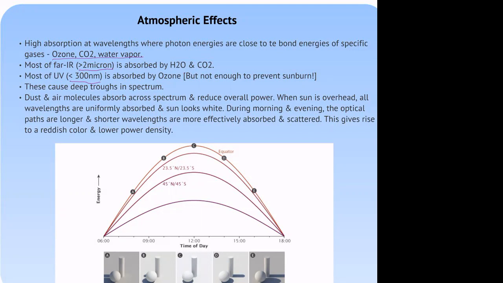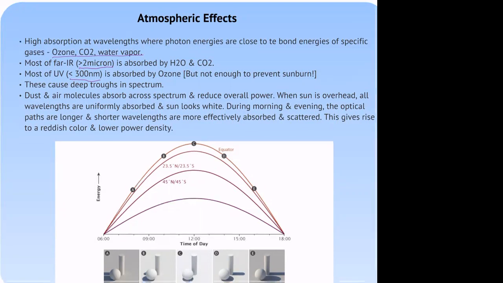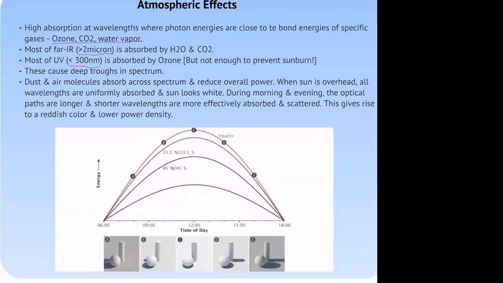Now, it's useful to keep in mind when the sun is overhead, all wavelengths are uniformly absorbed and the sun looks white. Whereas during the morning and evening, the optical path is longer, the light from the sun has to pass through a larger thickness of the atmosphere, and shorter wavelengths are more effectively absorbed. Shorter wavelengths mean bluer light, so red passes through and the sun looks red, right? So it gives a red color. And because the shorter wavelengths are scattered, which is the blue light, that light gets scattered from the rest of the atmosphere and reaches the eye, which gives the sky the blue color.